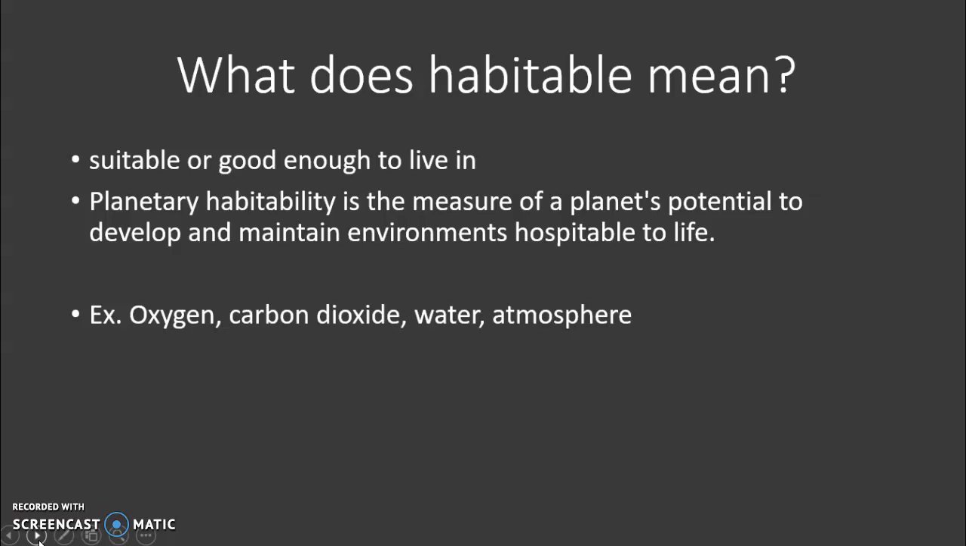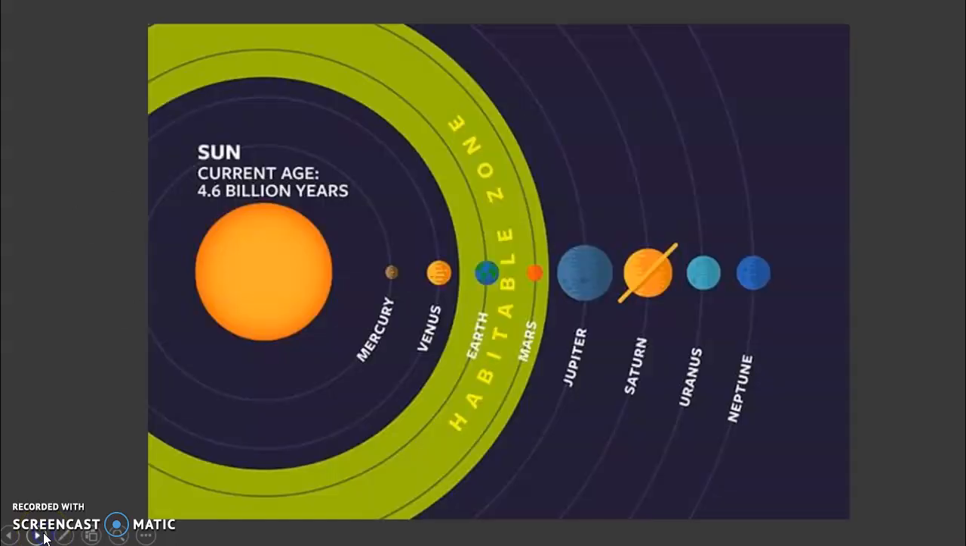So the first thing that we're going to talk about is what does habitable mean? That means it is suitable or good enough to live. Planetary habitability is the measure of a planet's potential to develop and maintain environments hospitable to life. So the things that you would need to have life on a planet are oxygen, carbon dioxide, water, atmosphere, sunlight, plants, and everything like that.